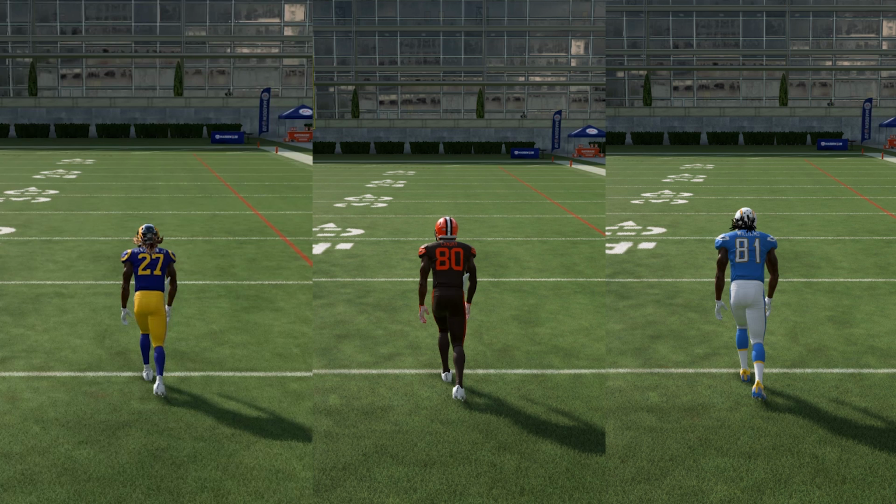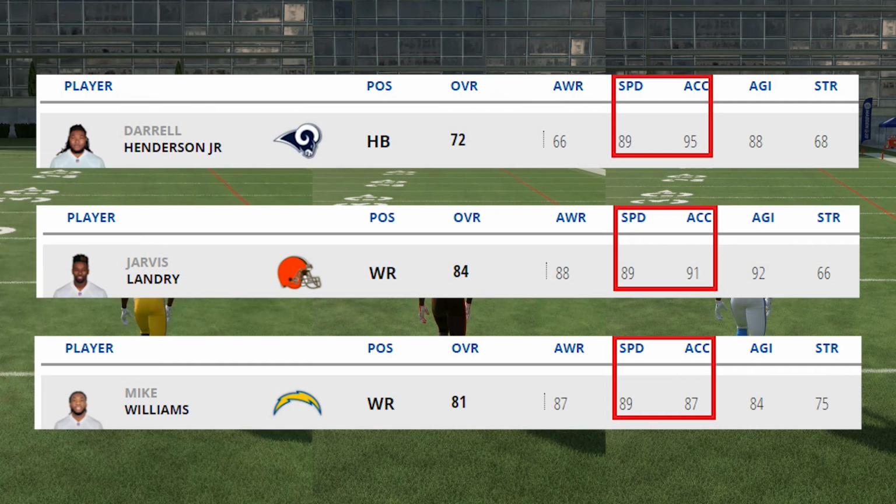To visualize how much acceleration really matters in Madden, this time I found 3 players with the same speed and different acceleration ratings, and again had them run a go route from the 50-yard line.